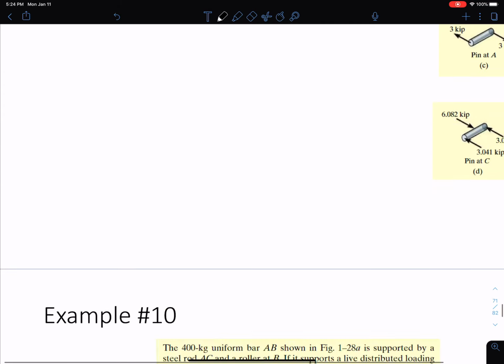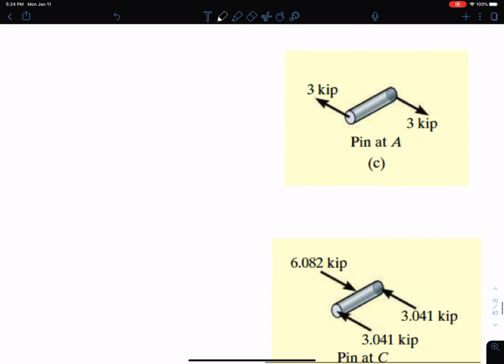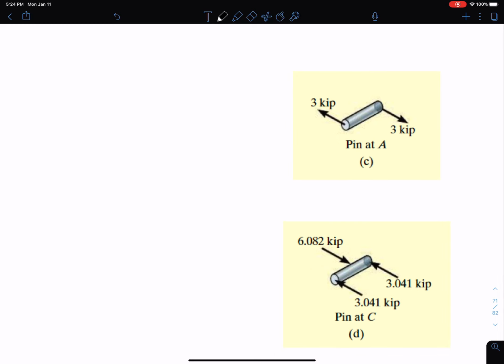All right, let's move on here. Oh, and here's a picture of the shear at A and the shear at C. So we have the single shear and the double shear for each of those values there.